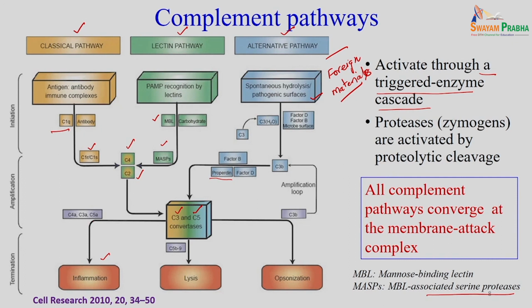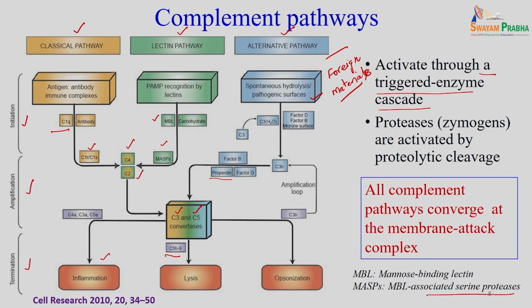Lysis, or you can say the killing by the rupture of membrane. From C5b to C9 are responsible for the lysis, and for opsonization, C3b is responsible. So, in all three pathways there is an initiation, then amplification, then termination, and they all end up with the common three steps: inflammation, lysis and opsonization.